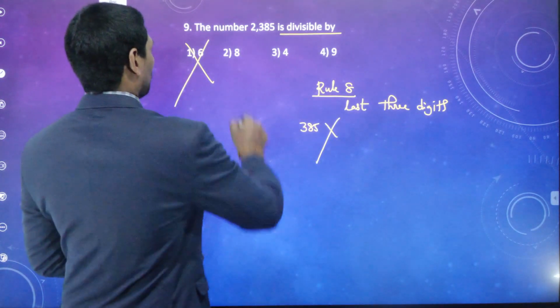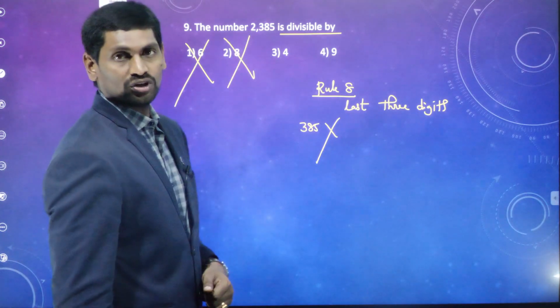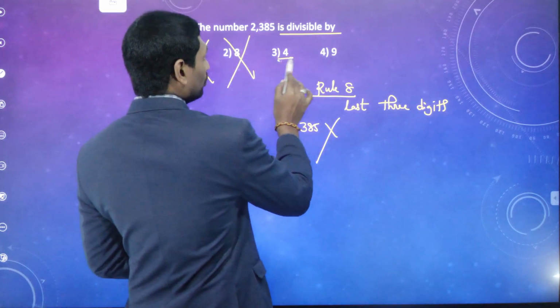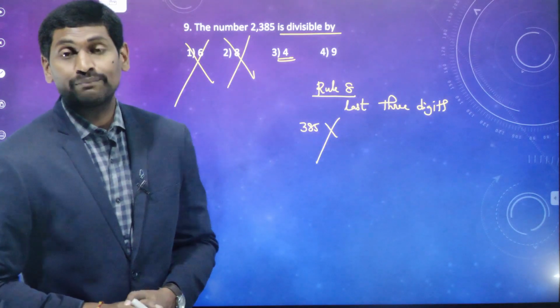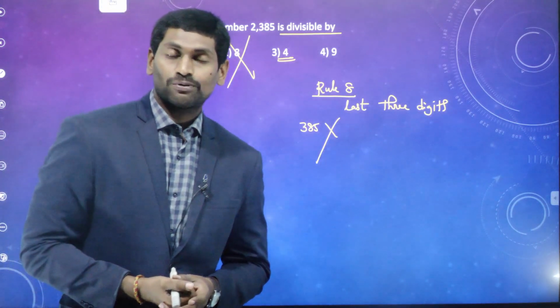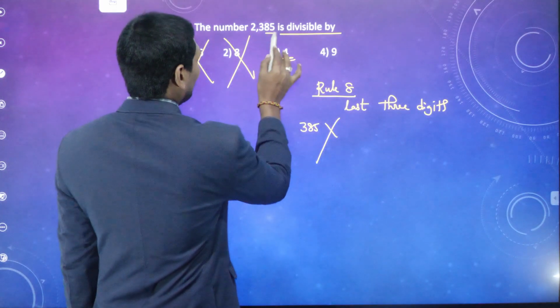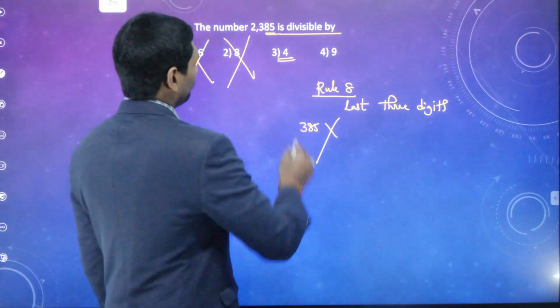So the second option is also incorrect. Option number 4, last 2 digits. What is the rule for 4? If the last 2 digits of a number are zeros or a multiple of 4, then the number is divisible by 4. The last 2 digits are 85, and 85 is not a multiple of 4. Option number 3 is also incorrect.